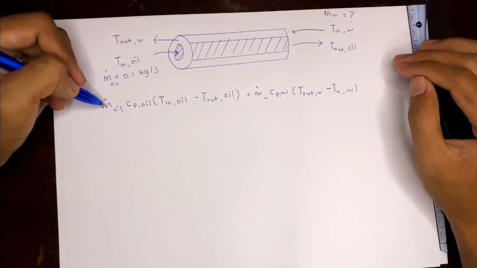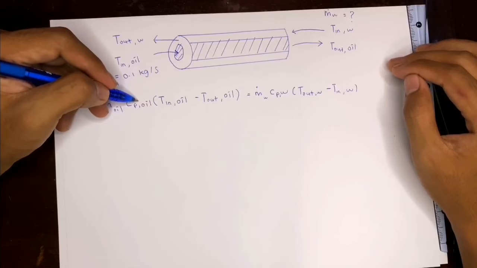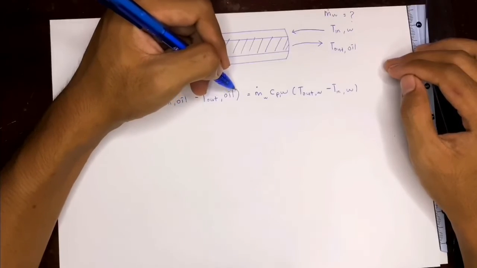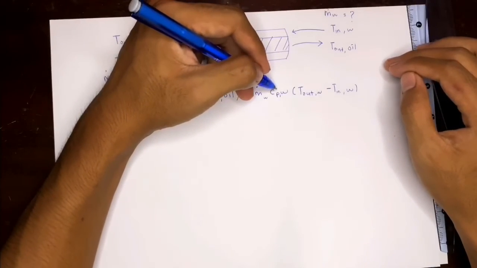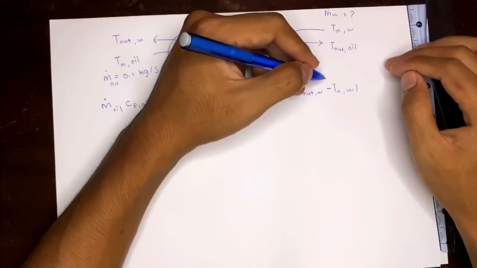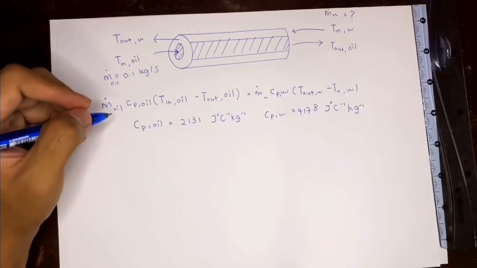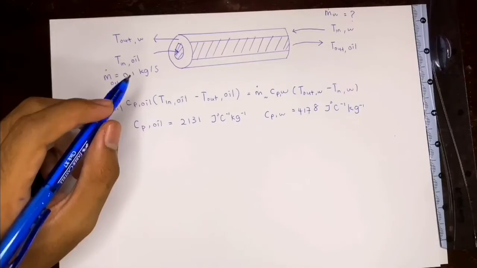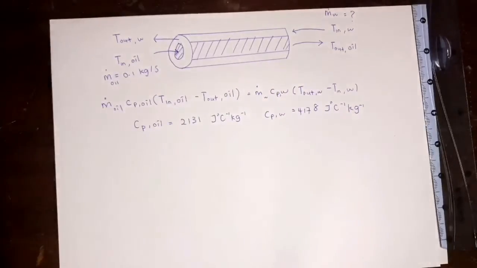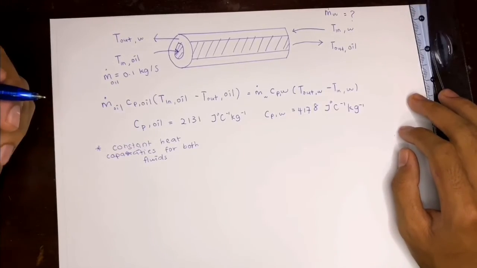Untuk problem ni kita akan guna formula: mass flow rate oil times heat capacity oil times temperature in for oil minus temperature out for oil equals mass flow rate for water times heat capacity for water times temperature out of water minus temperature in of water. So kita dapat semua ni. Heat capacity for oil kita dapat 2131. So heat capacity for water is 4178, assuming that constant heat capacities for both fluids.